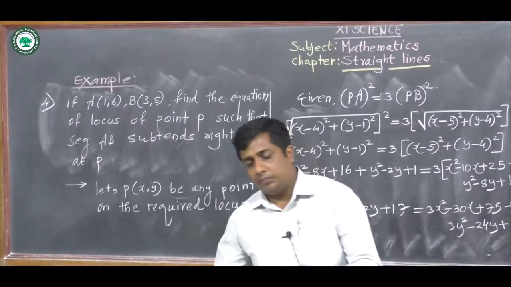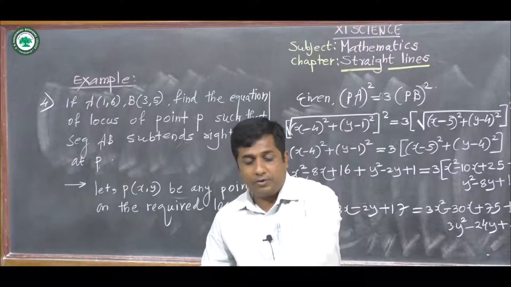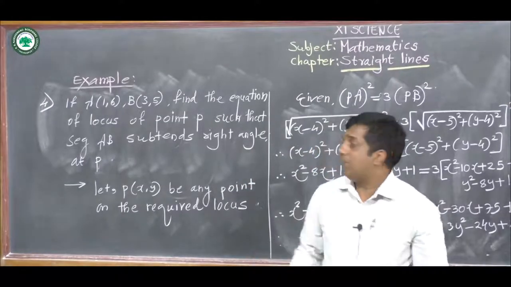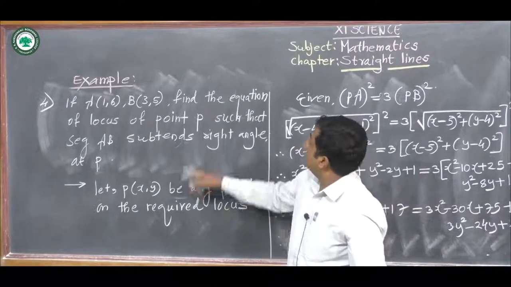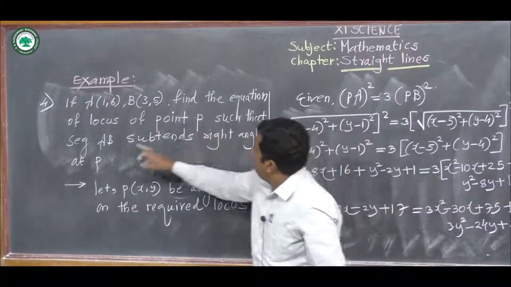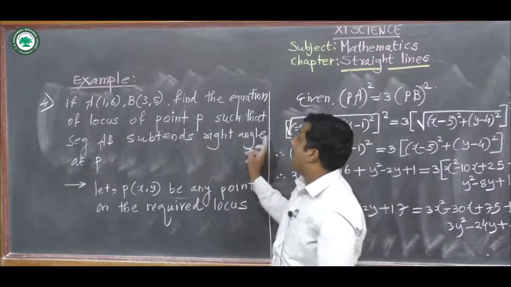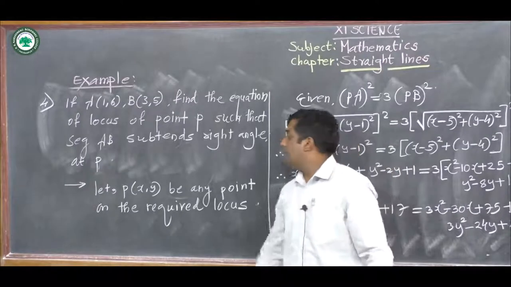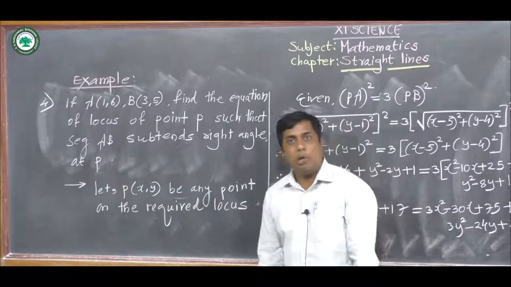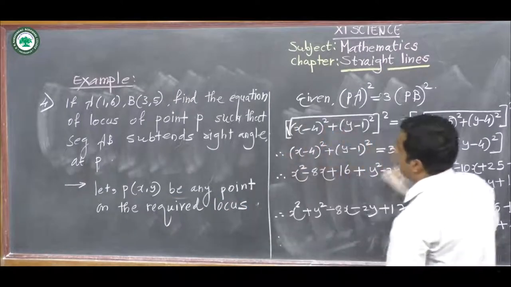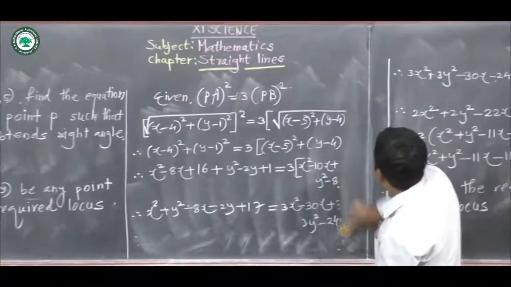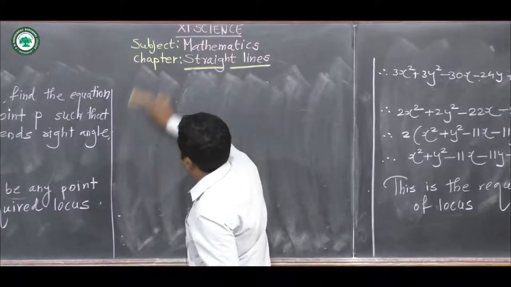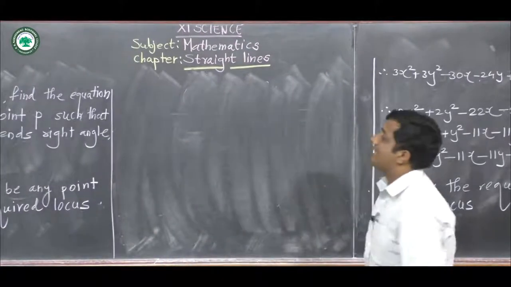Again, we have to find the equation of the locus. Here the given condition is that segment AB subtends a right angle at P. Let us consider a point on the locus. First, let P(x, y) be any point on the locus. Then we consider two points, A and B. Let us consider the segment AB.